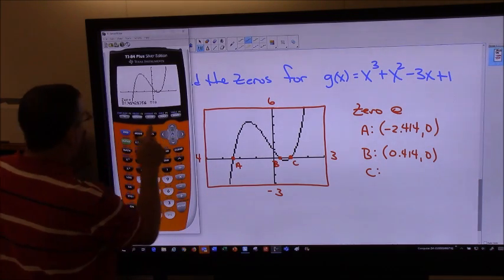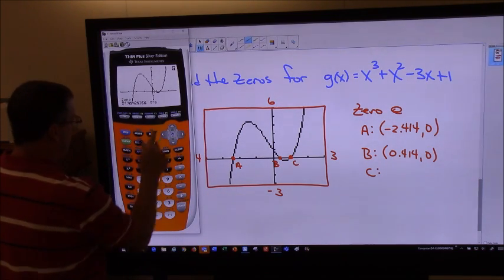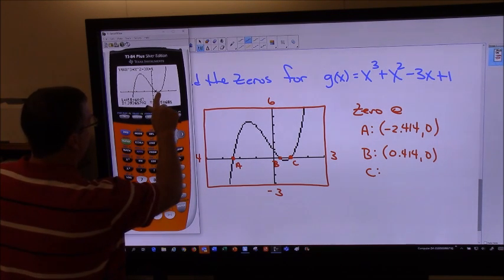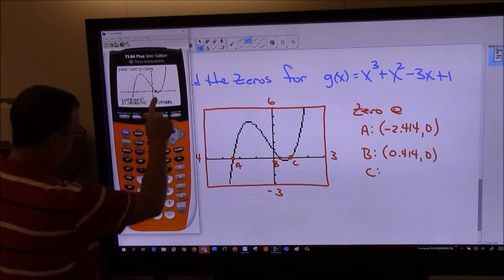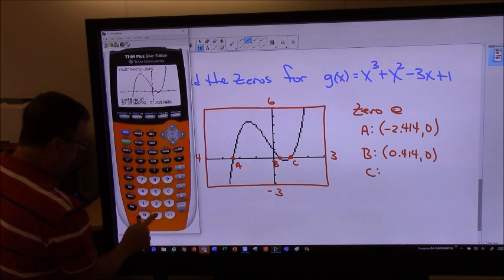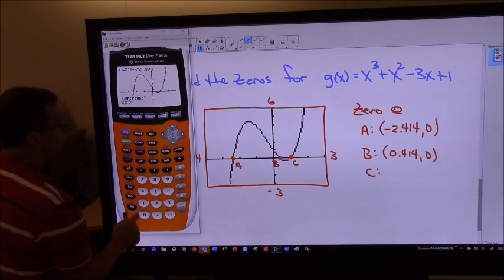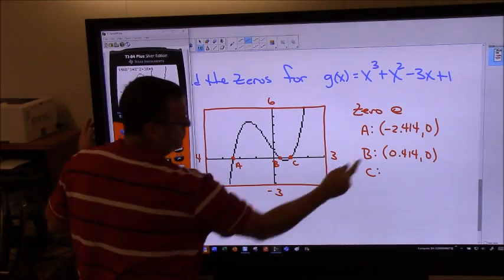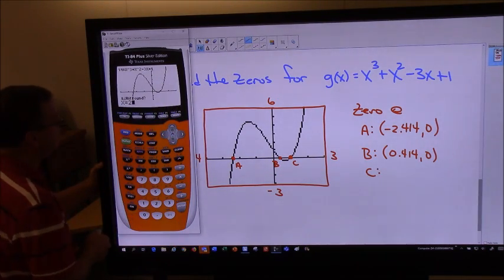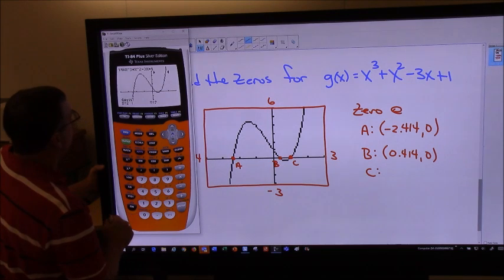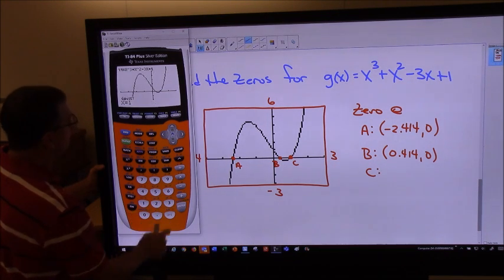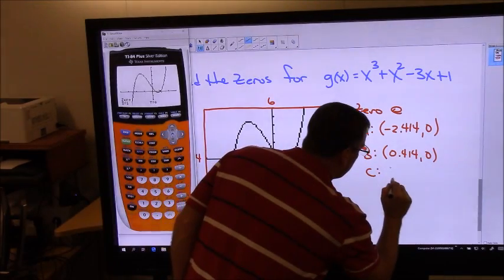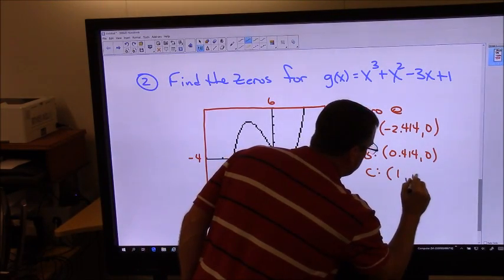And for the last one, second calc, option 2. This one, it looks like it's right at 1. So I'm going to say it's between 0.5 and 2. But I'm trying to give myself an interval where I'm not including this answer, because I don't want to go find that one again. And my guess is it's somewhere close to 1. It's exactly at 1. Okay. So 1 comma 0. There it is.